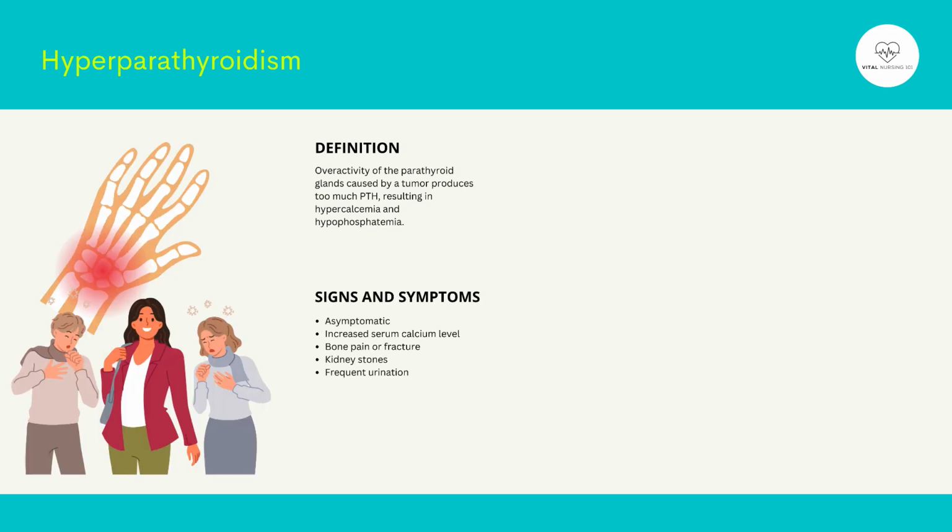Now let's go over the signs and symptoms of the patient. Here are the following signs and symptoms. Asymptomatic. Increased serum calcium level. Bone pain or fracture as a result of excreting calcium from bone. Kidney stones. Frequent urination as a result of increased calcium in the urine.